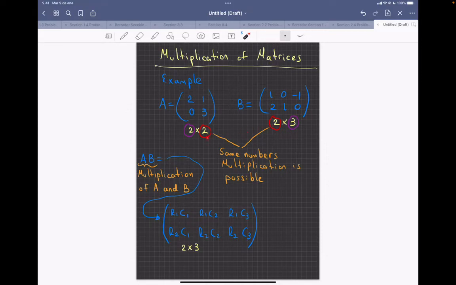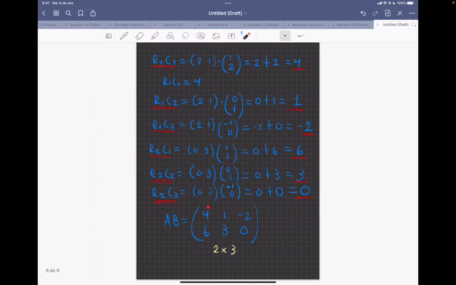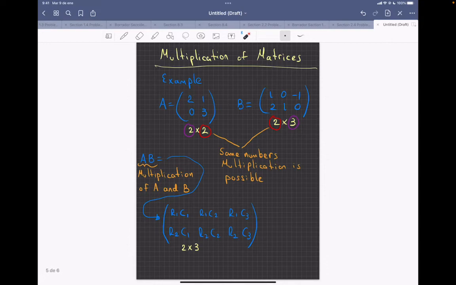These numbers must be the same. If they're not the same, the multiplication is not possible. If they're the same, I recommend paying attention to the size of the resulting matrix, and then doing the multiplication. Again, once you have practice, you're going to be able to do it faster. But for now, I think this way is enough.